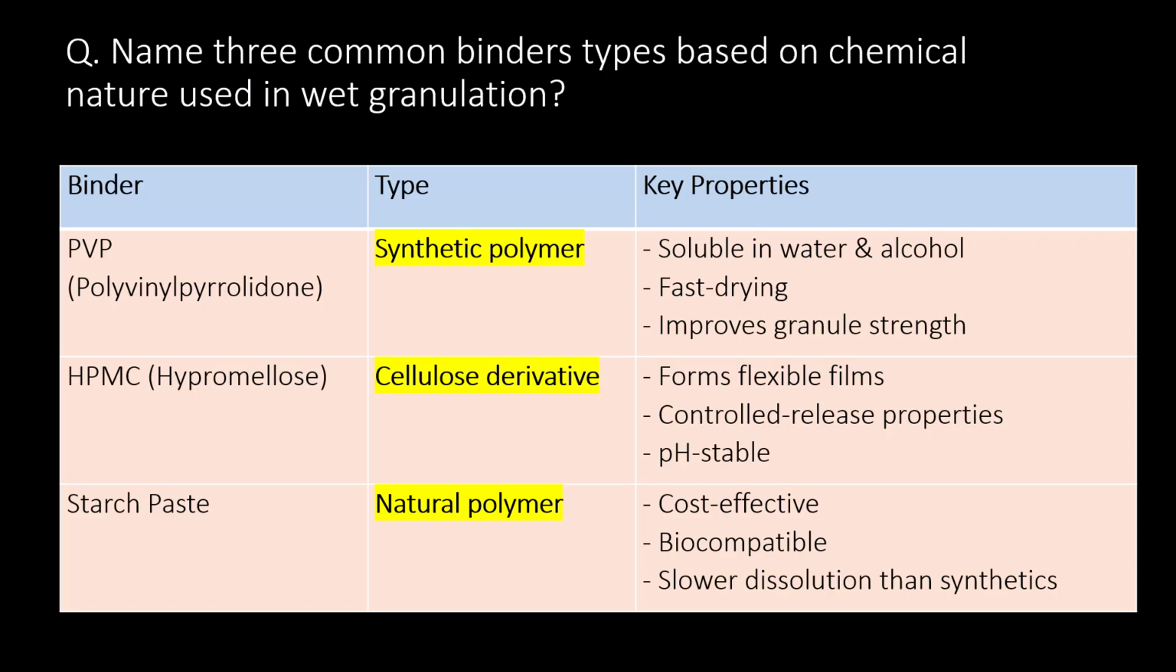Name three common binder types based on chemical nature used in wet granulation. Synthetic polymer, cellulose derivatives, and natural polymer are the common binder types that are used in wet granulation.